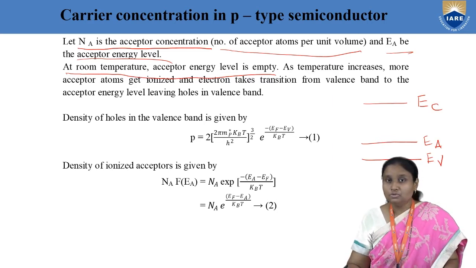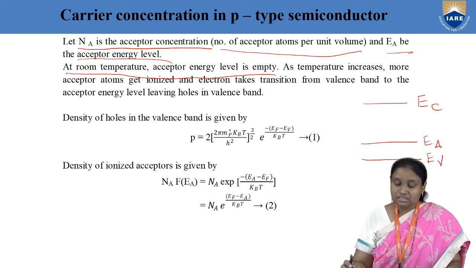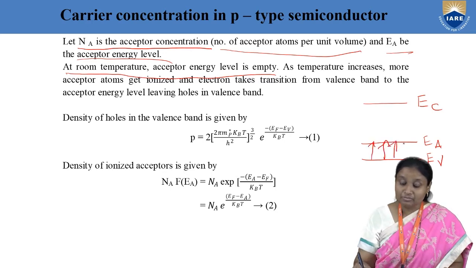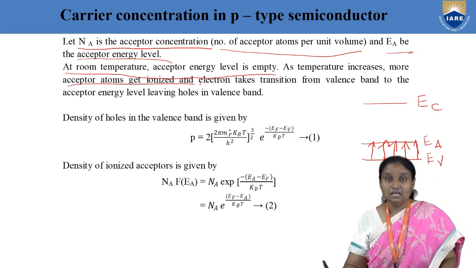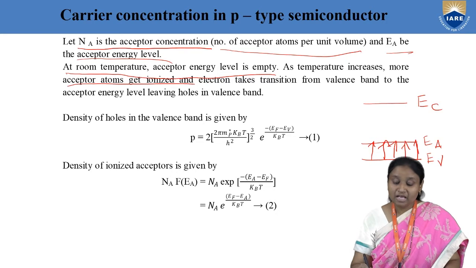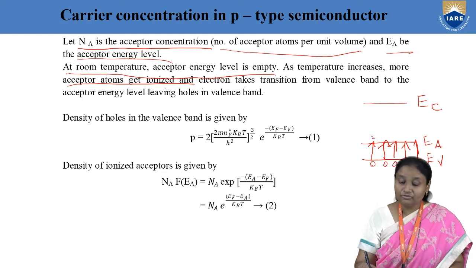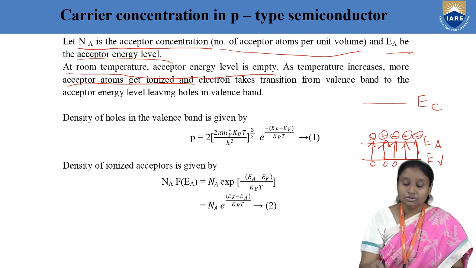Now when we increase our temperature, what you will observe here is there will be a transition of electrons from the valence band to the acceptor energy level. It means that our acceptor atoms are getting ionized. Then what will happen in the valence band? We are left with holes. And what happens in the acceptor energy level? You will be left with negatively ionized acceptor impurities. So that is what we are going to see here.